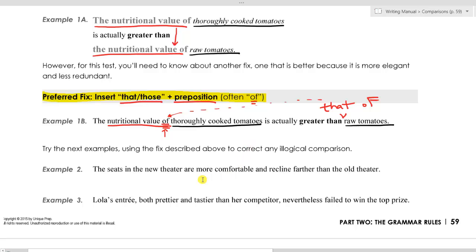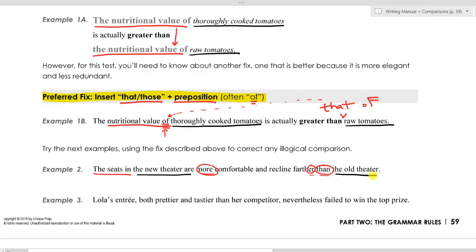So in example 2, we have, the seats in the new theater are more comfortable and recline farther than the old theater. Well, if we read this comparison very literally, and by the way, there, and there are your comparison tip-off clues. You've got a more, you've got an ER word, and you've got a than. That was the tip-off clue that we discussed above. So if you read this very literally, you have the seats in the new theater, and those are more comfortable and recline farther than the old theater.